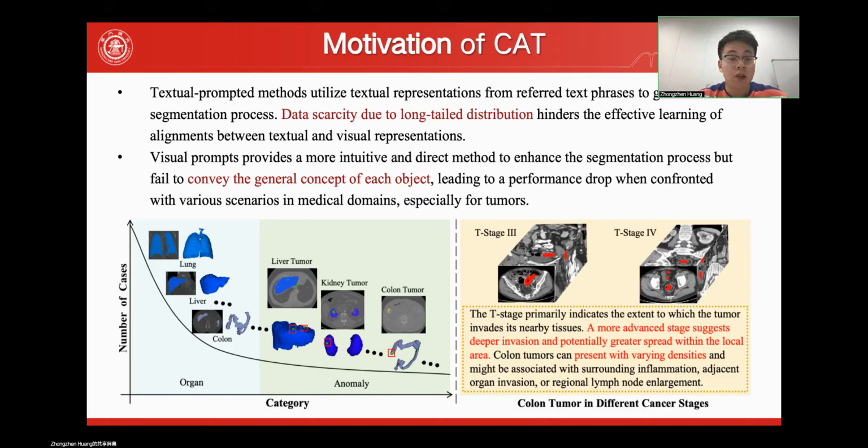On the other hand, visual prompts provide a more intuitive and direct method to enhance the segmentation process but fail to convey the general concept of each object, leading to a performance drop. For example, if we only provide one point, this point cannot identify all attributes of the target tumors.